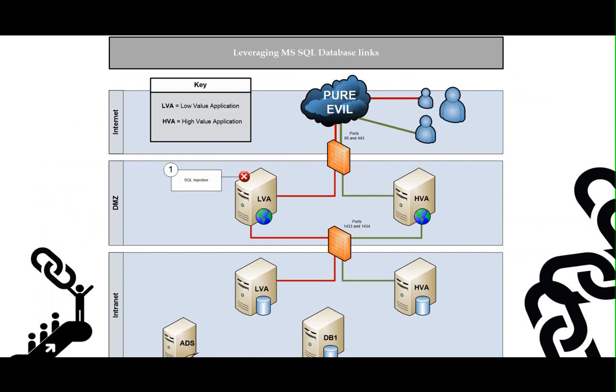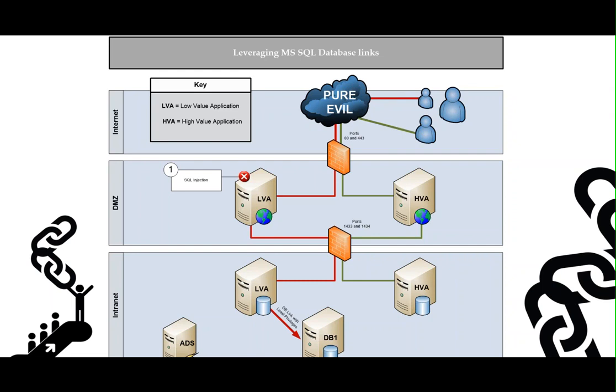Once again, we come through, we find SQL injection. We're on that low-value application database, and we're not a sysadmin. We can't escalate privileges, but we do have a link to database 1. And that link is configured hard-coded. It allows us to execute queries on DB1, but not as a sysadmin.